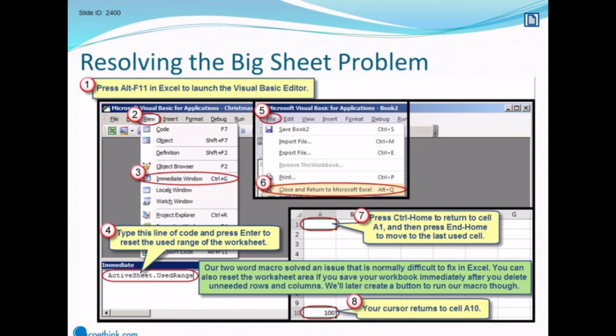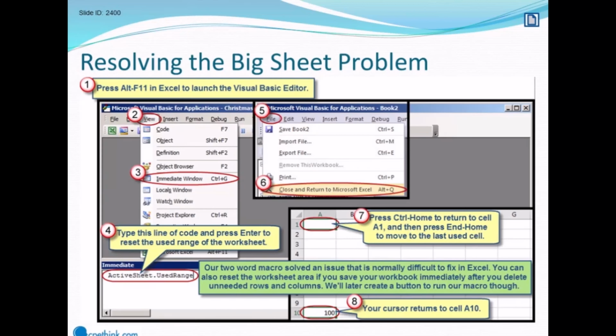In Excel, what we're going to do is we're going to press Alt F11 to launch the Visual Basic Editor. So if we have the Developer menu shown, we can also click Visual Basic from the Developer menu, but if we don't, we can always press Alt F11. Step 2, we'll go to the View menu. Step 3, we're going to choose the Immediate window. That brings up a space in Excel where we can type a line of code and press enter and execute that line of code without creating a formal macro.